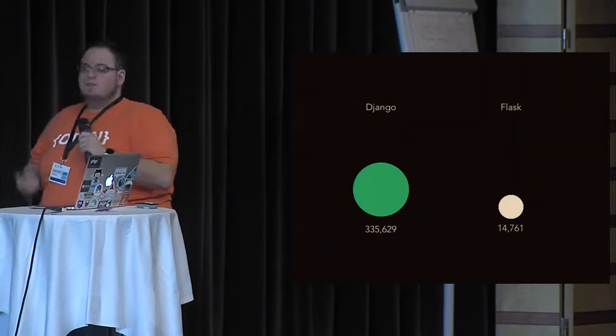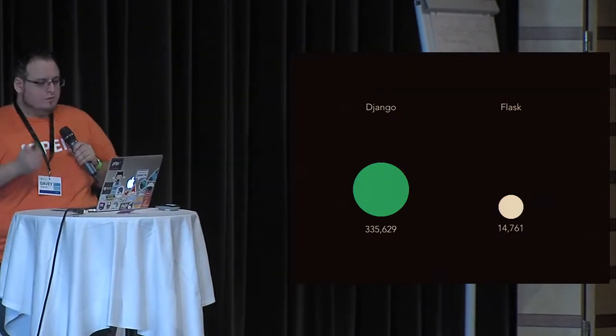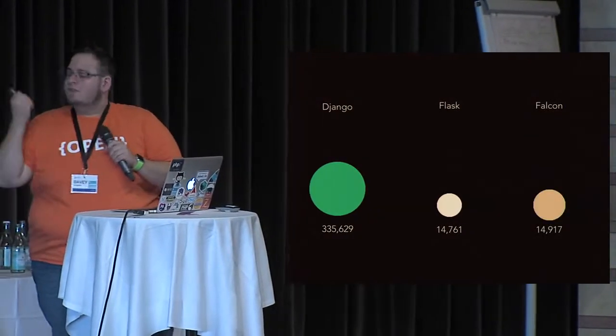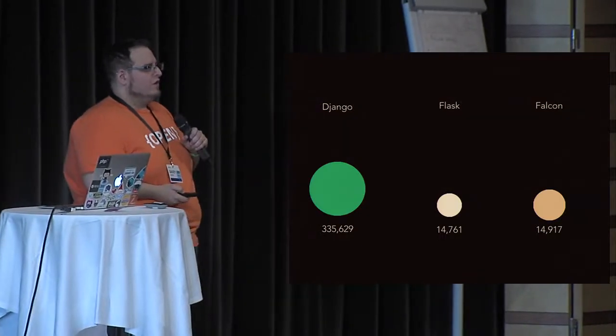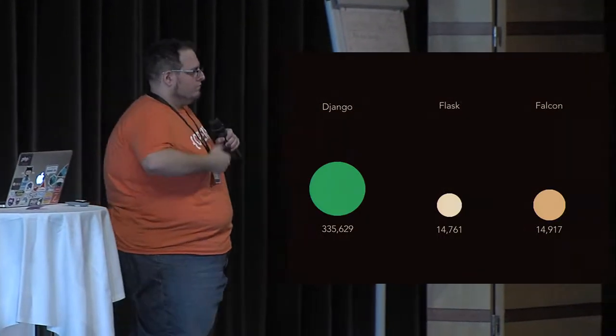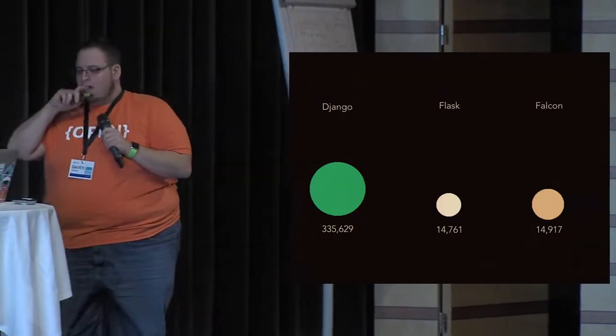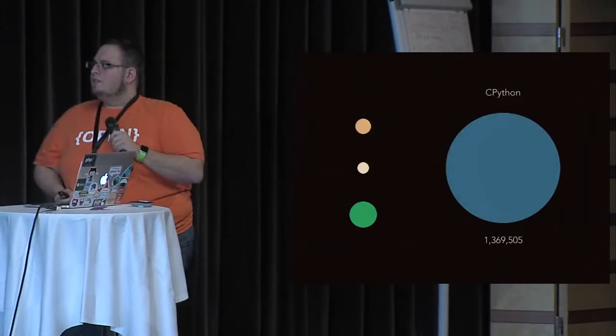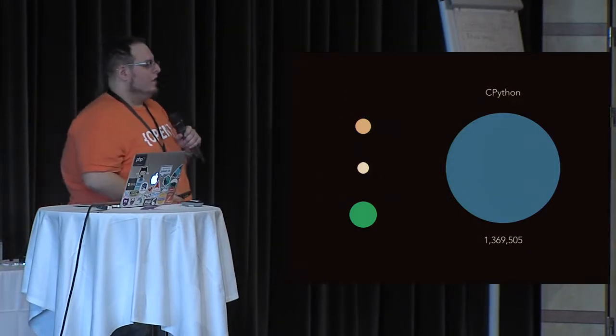Flask, 14,500 lines of code. Falcon, almost 15,000 lines of code. But of course, we don't run those on their own. They run on top of Python, right? So CPython is 1.3 million lines of code.